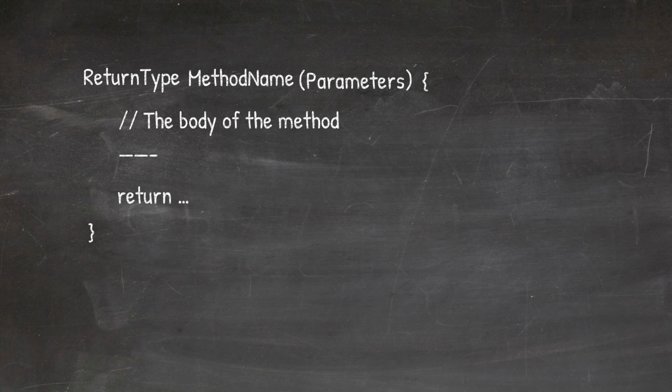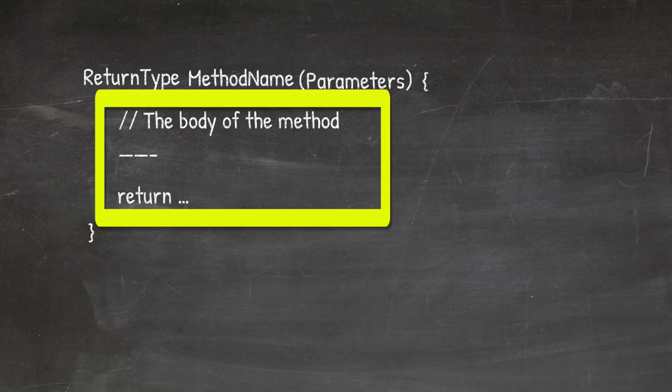Then within parentheses, we provide parameters. Parameters are inputs to the method. That means the caller method can send data content to this particular method using parameters. We can provide multiple parameters. Then we will write the curly braces. The body of the code will contain standard Java code that we are already familiar with. The body may have other variables as well.